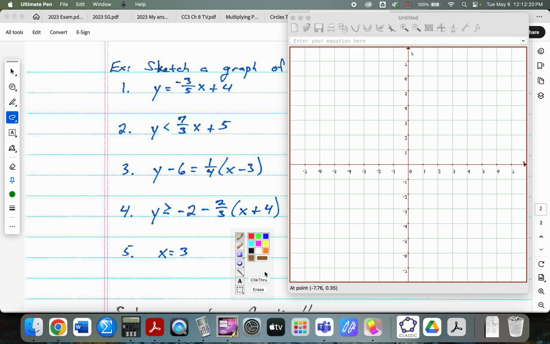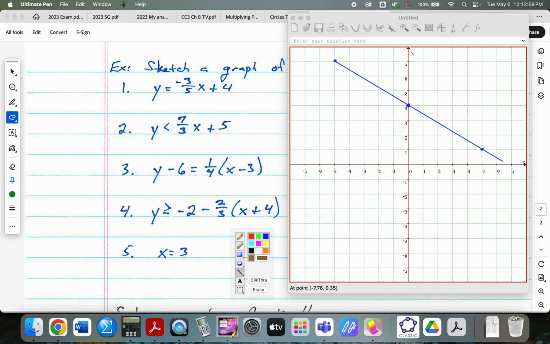Okay, so for this first one, we've got y equals -3/5 x plus 4. This is something that I would expect my 7th graders to be able to do. The y-intercept is at 4. The slope is -3/5, so we go down 3, to the right 5. We can also go up 3 and to the left 5, because +3 over -5 is the same thing as -3 over +5. So I could go up 3 and then I can graph a line.